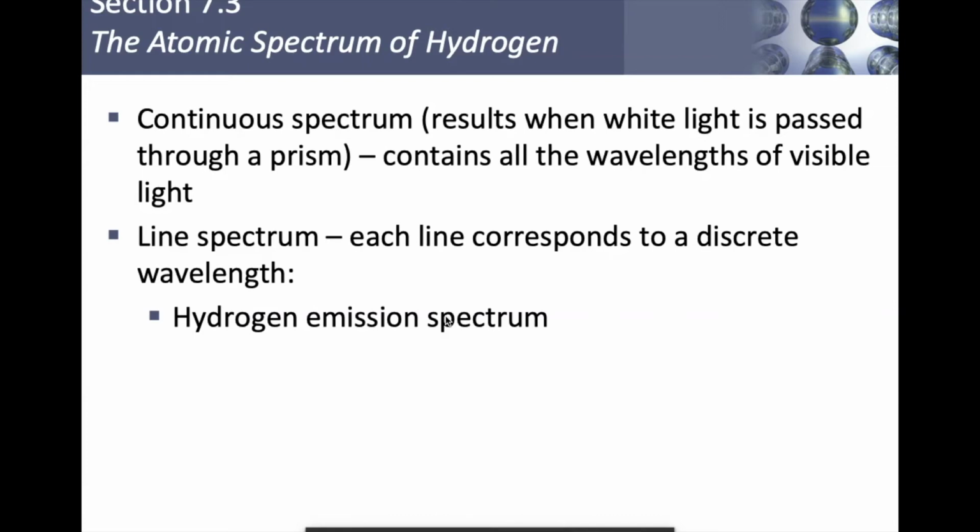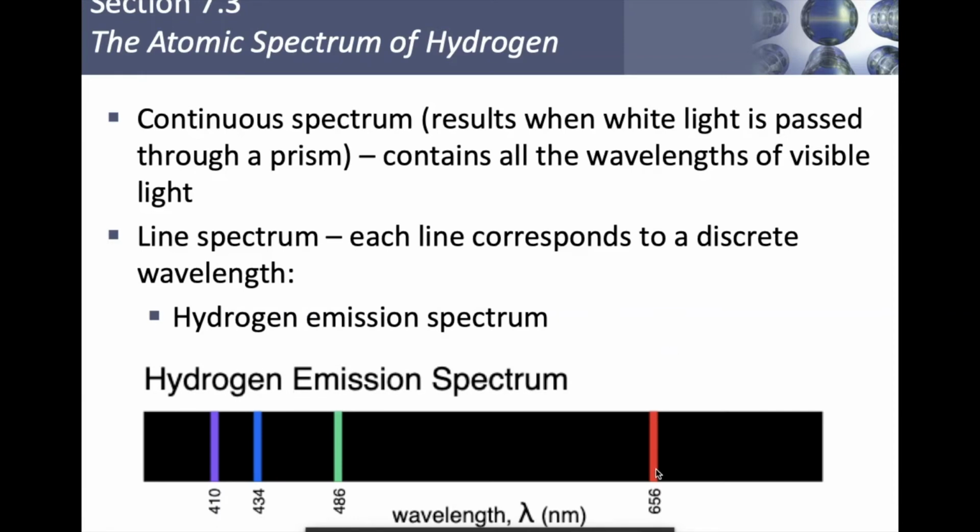So for example, if instead of passing white light through a prism, we were to heat up hydrogen, turn it into a plasma, and then put that light through a prism, this is what we would see instead, which is super weird. You would only see these four lines. So the question becomes, why do these lines appear for hydrogen? And why is everything else not there?